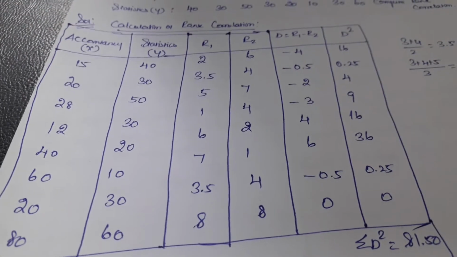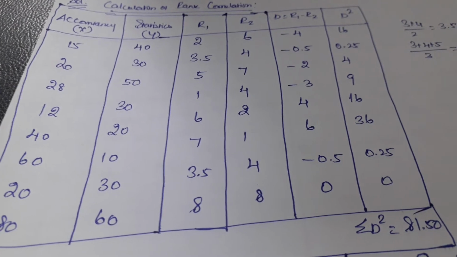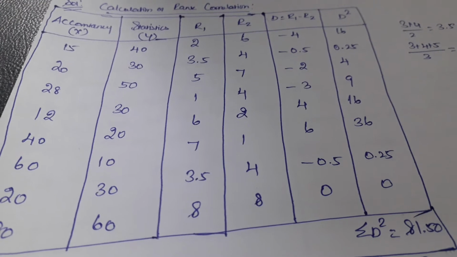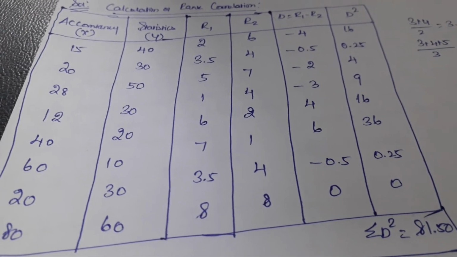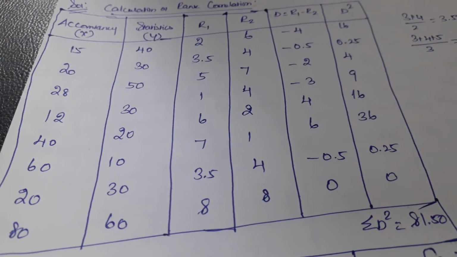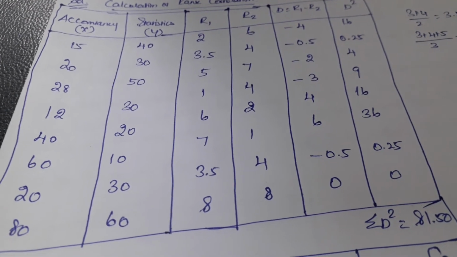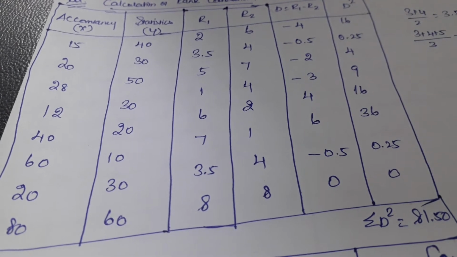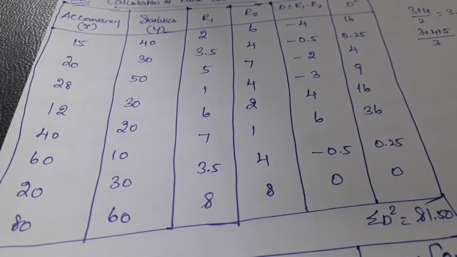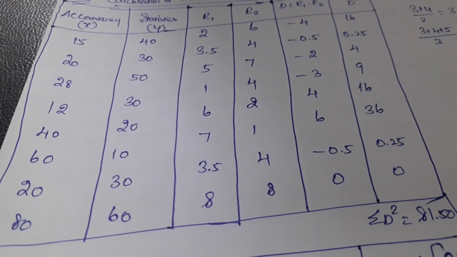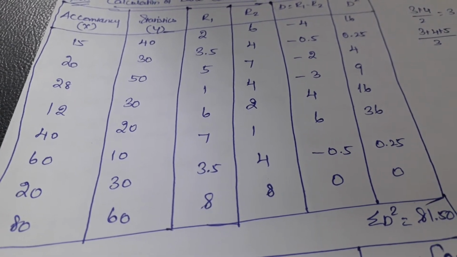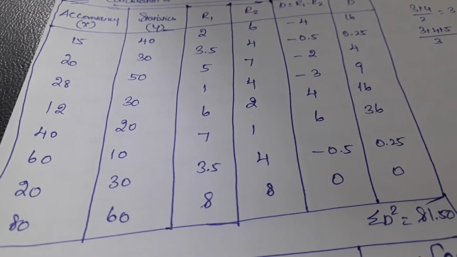The next column we need to name as R1. R1 denotes the accountancy rank. We need to provide the rank as per the accountancy marks. First of all, we need to look at the lowest value of these marks. Here the lowest value is 12. So we need to provide the first rank to that mark holder.